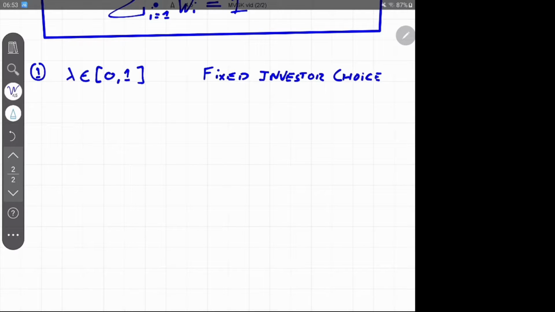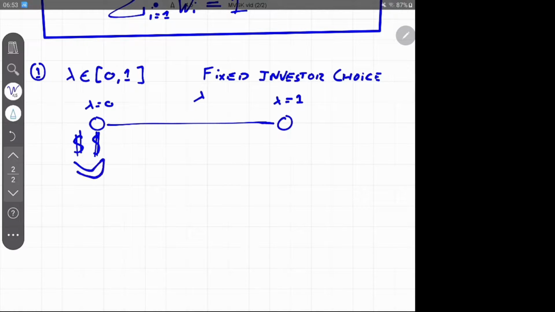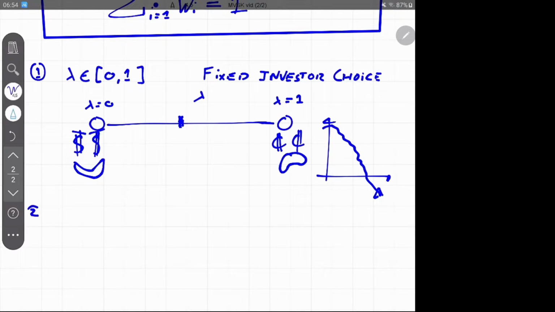So what does it actually mean? Your lambda is a value from 0 to 1. It's the investor's fixed choice. It's somehow a measure of your risk aversion versus how greedy you are. 0 means you're all in on making money, so you choose your most lucrative stock, and 1 means you just want to minimize your variance in the stocks.